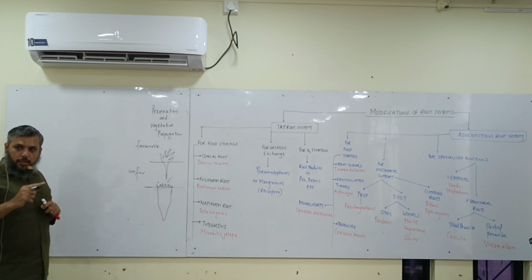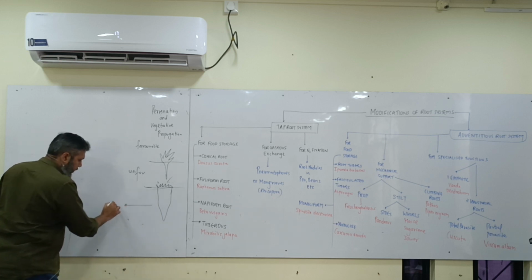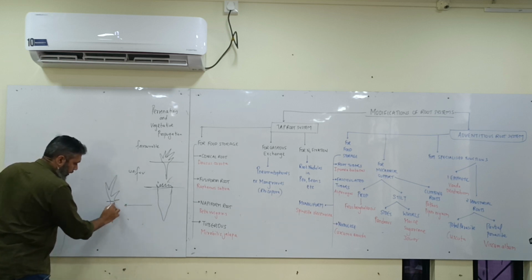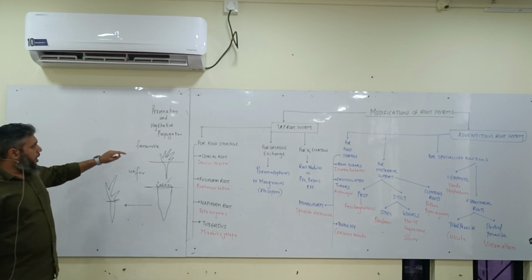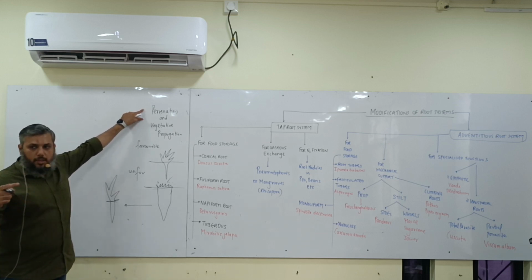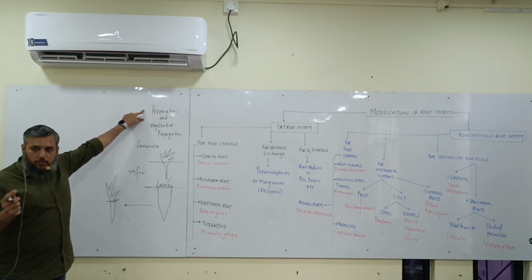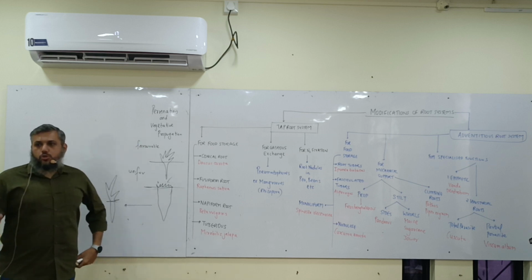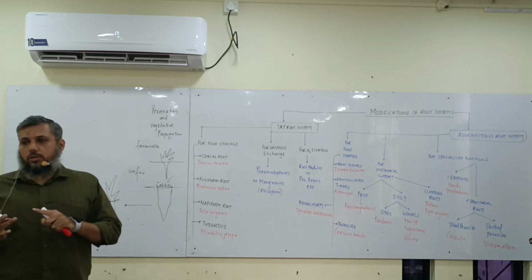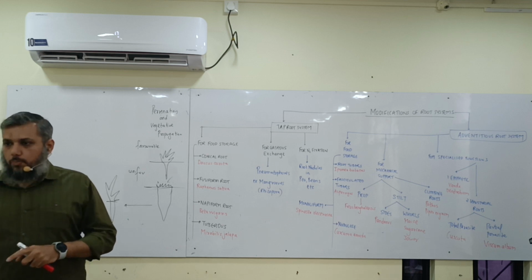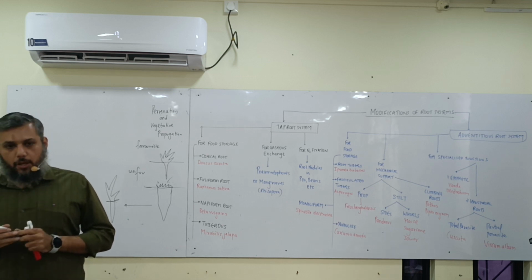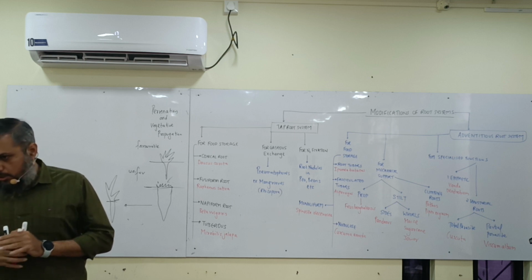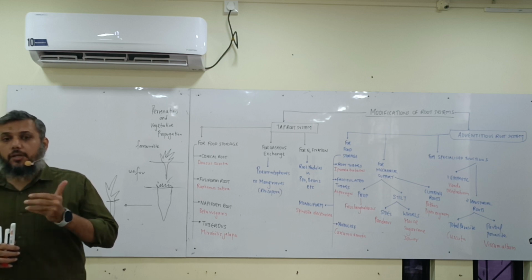With the return of the favorable conditions, it will result in the formation of a new plant. So can I say it has helped the plant to overcome unfavorable conditions? That is called perenniation. And with the return of the favorable conditions, it has resulted in the formation of a new plant that is called as vegetative propagation. So why does a carrot or a sweet potato or a potato produce all these structures? So that it will help that particular plant to overcome the unfavorable conditions.